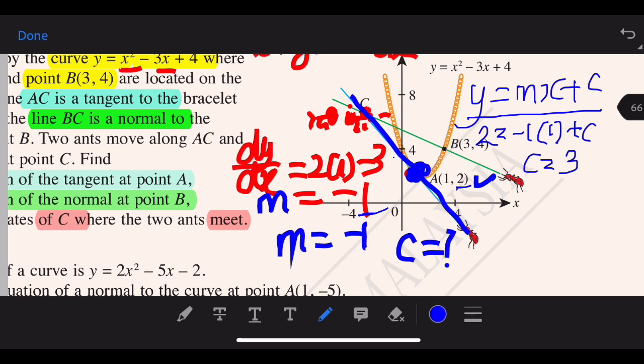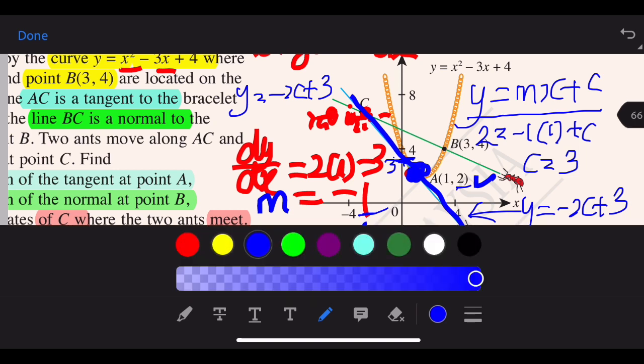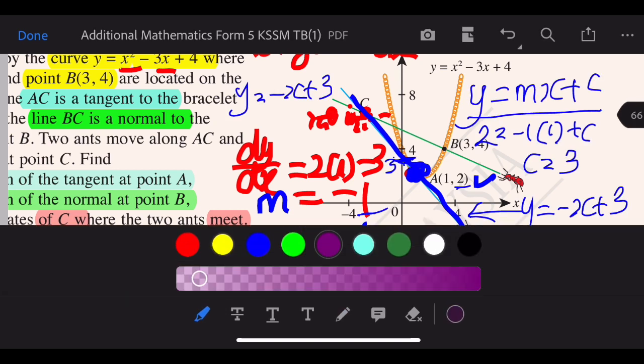So it's quite logical, because here is actually below the 4. That means this line is y = -x + 3. Got it? That's the equation of tangent. So you can write, the equation of tangent is y = -x + 3. Settled, right? Now we need to find the equation for the green line.